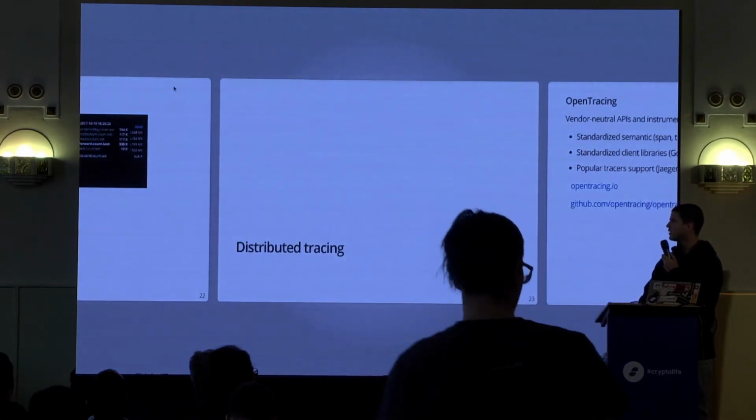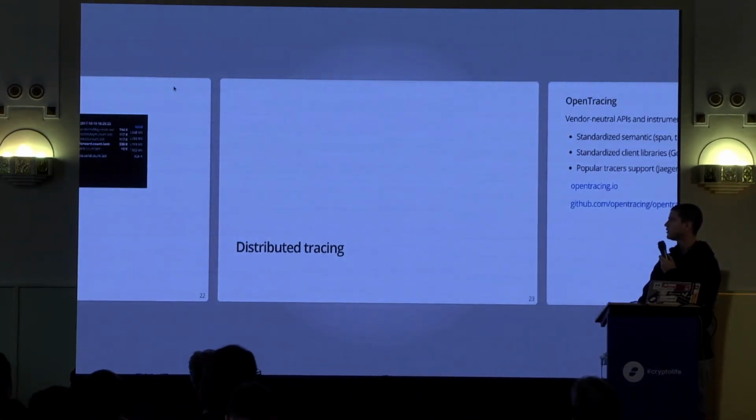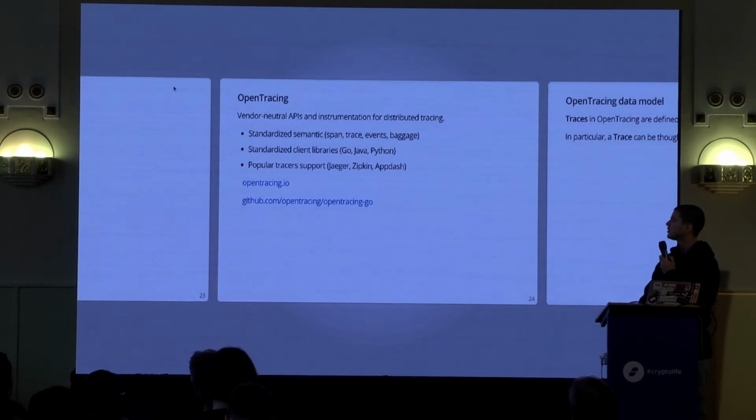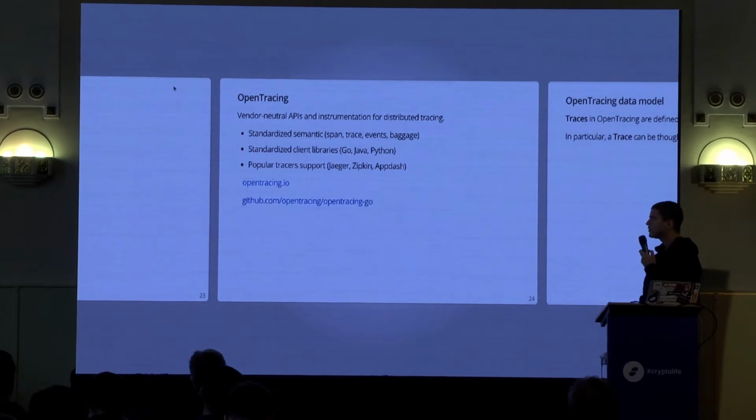And the last one is distributed tracing. That's the system that we introduced within the Swarm team. We decided to use OpenTracing. OpenTracing is basically vendor-neutral APIs and instrumentation libraries. They have standardized the semantics of what they mean by span, trace, etc.